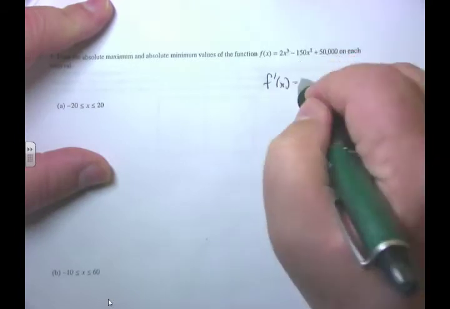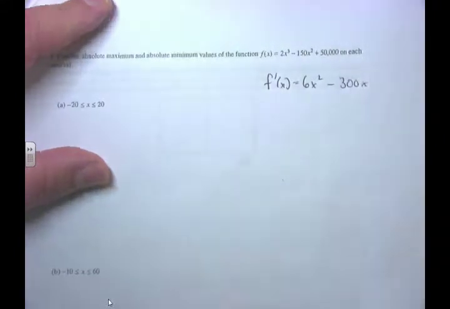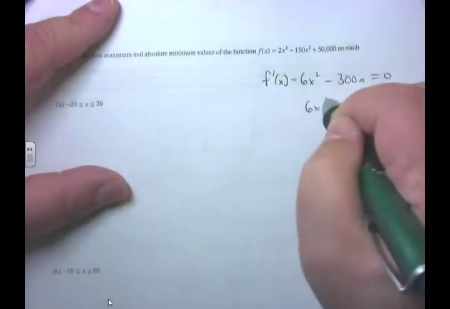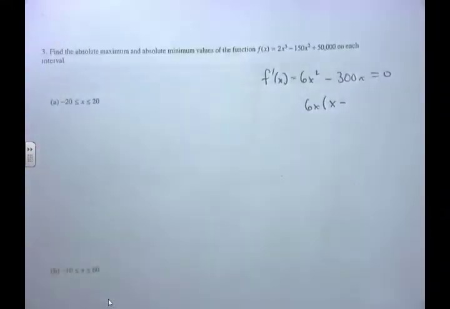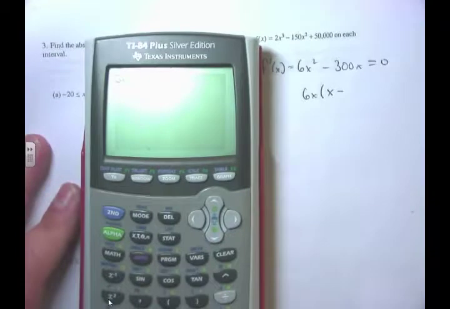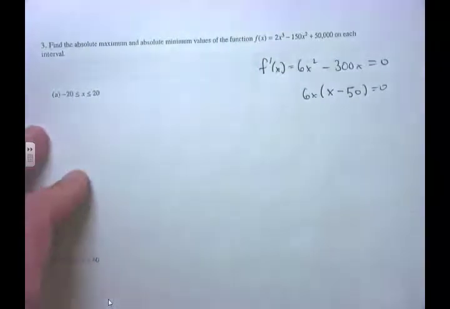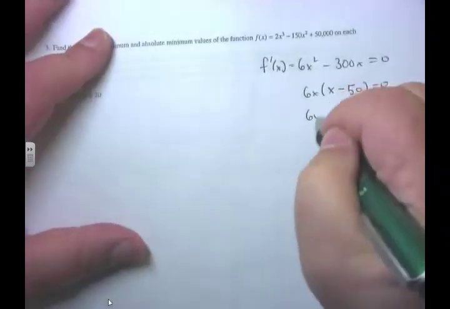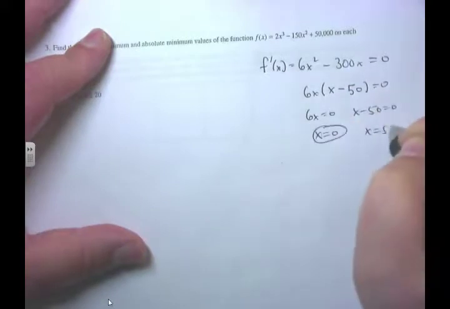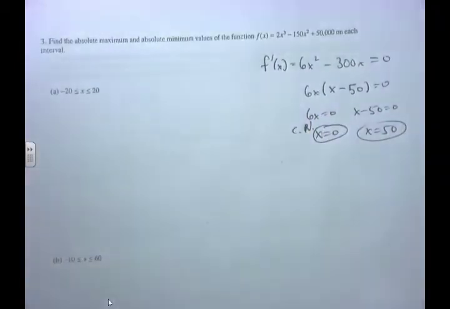So 2x cubed, the derivative of that would be 6x squared, minus 150x squared is 300x, and the derivative of 50,000 is 0. Set it equal to 0 and solve. I can factor out a 6x. That leaves me with x minus, and when I take a 6 out of 300, 300 divided by 6 should be 50. So that'll be minus 50 equals 0. Set each factor equal to 0. 6x equals 0. x minus 50 equals 0. I get x equals 0, x equals 50. These are my critical numbers.